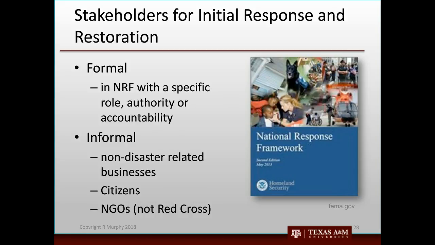In the National Response Framework, they give specific roles or authorities with accountability. They list who the formal stakeholders are. They also recognize that there are informal stakeholders, but they don't count. They're the groups that come in after that initial response and restoration. NGOs fall into that category, with the exception of the Red Cross. The American Red Cross has a specific role as a formal responder. And then you have citizens. Citizens have a voice, but not during that critical initial phase that's so heavily focused on expertise.